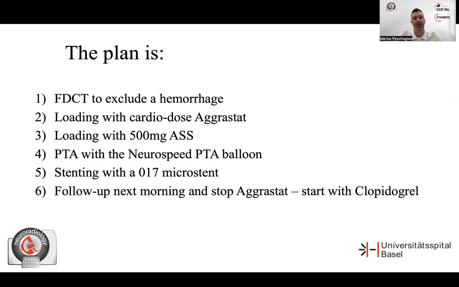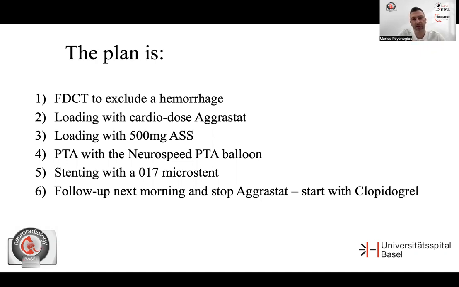So if you're from Europe, you probably know the lower dose that we use for neuro interventions, and we actually started using now the cardio dose. So this is the dose you will find if you Google Agrostat and dosing. There is an online calculator, and it shows you the cardio dose actually, and not the lower dose that most neurointerventionalists used in Europe. Then we also load with 500 milligram of IV aspirin.